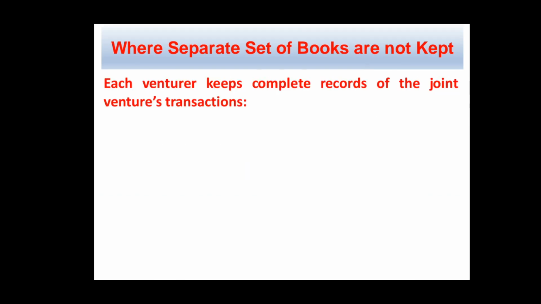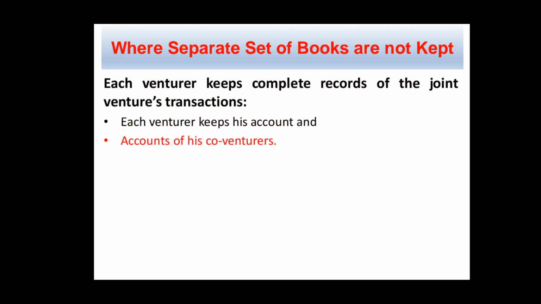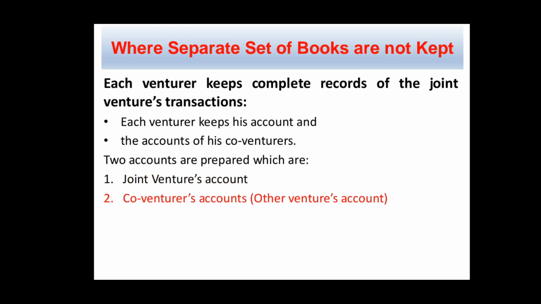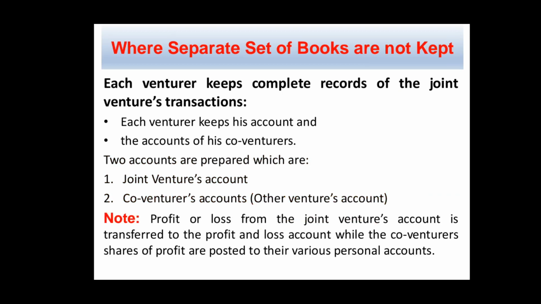So let's take the first approach, a situation whereby each of the venturers keeps the complete record of the transactions in a joint venture. In this situation, each of the venturers keeps his own account and also keeps the account of the co-venturers, that is, the other venturers. So in that case, two accounts will be prepared, which are the joint ventures account and the co-venturers account. Note that the profit or loss from the joint ventures account is transferred to the profit and loss account, while the co-venturers' share of profit is posted to their various personal accounts.